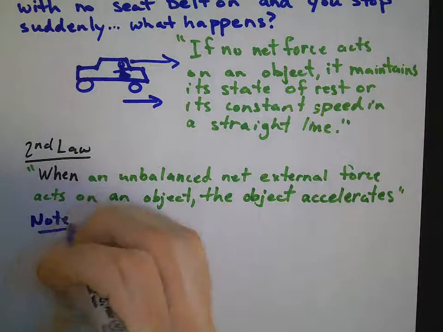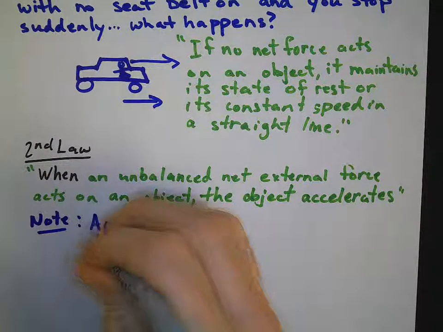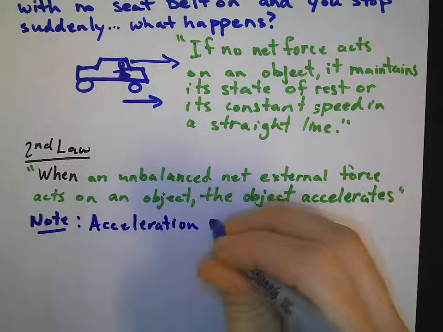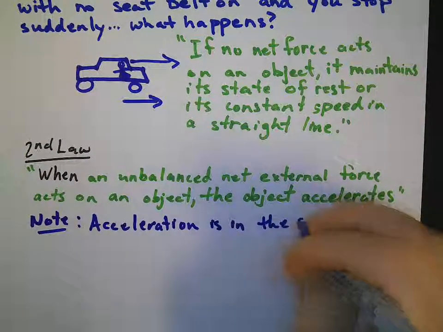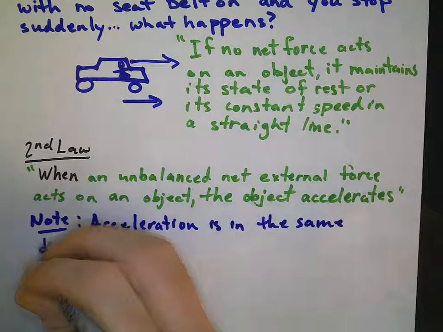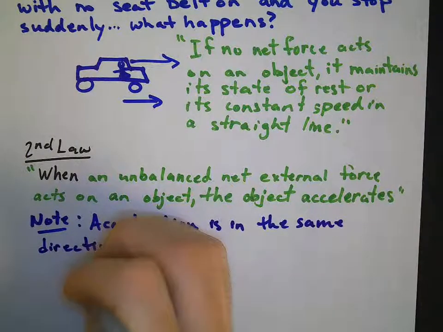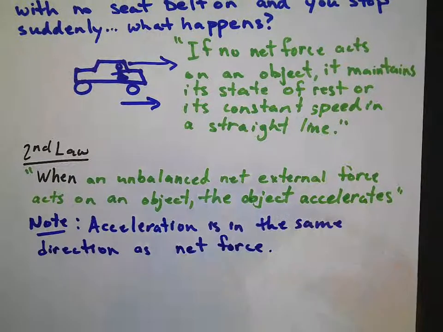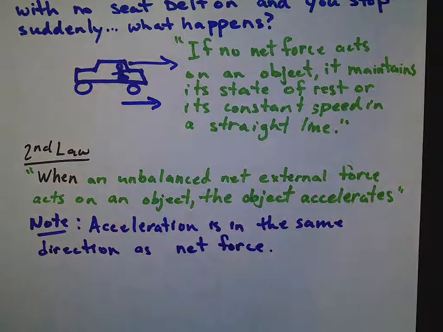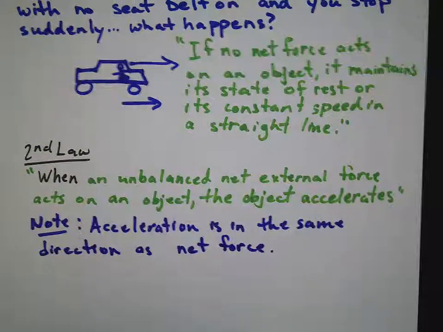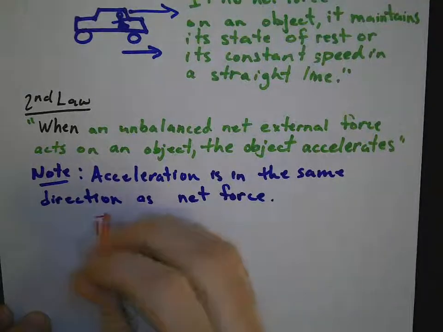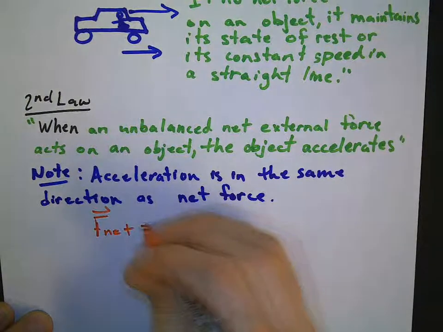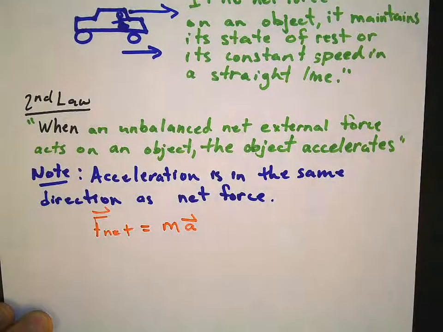And we should just keep in mind that acceleration is in the same direction as the net force that is acting on the object. And this brings us to our most important equation for this whole unit, and that is the fact that our net force, F net, is equal to the mass multiplied by our acceleration.